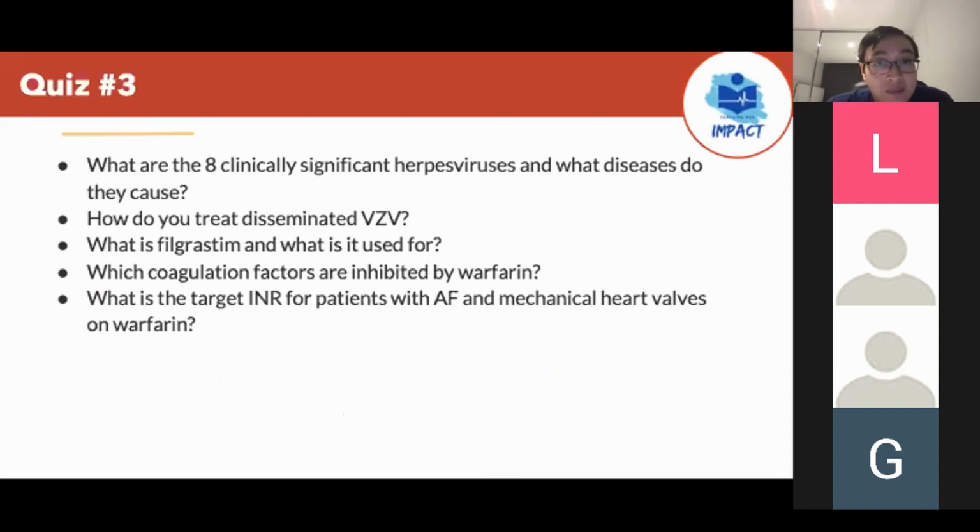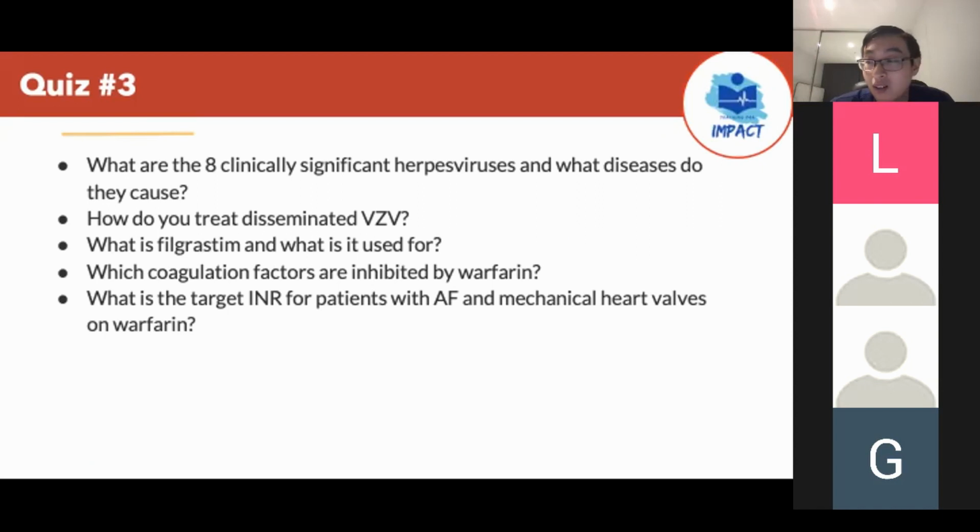I didn't talk about the 8 clinically significant herpes viruses, but does anyone know the 8 herpes viruses? Varicella zoster is one of them. Does anyone know what the first herpes virus is? HSV1, yes. Second, HSV2, good. Third, VZV, fantastic, causes chickenpox and shingles.